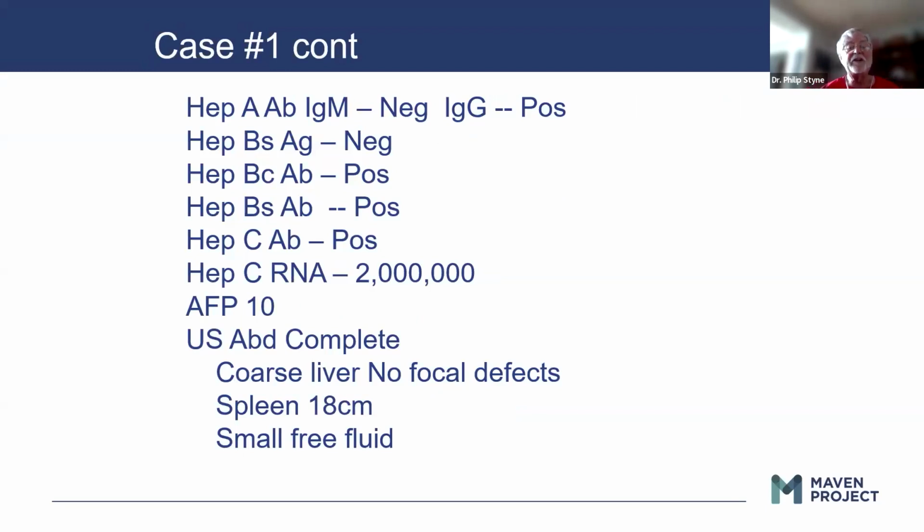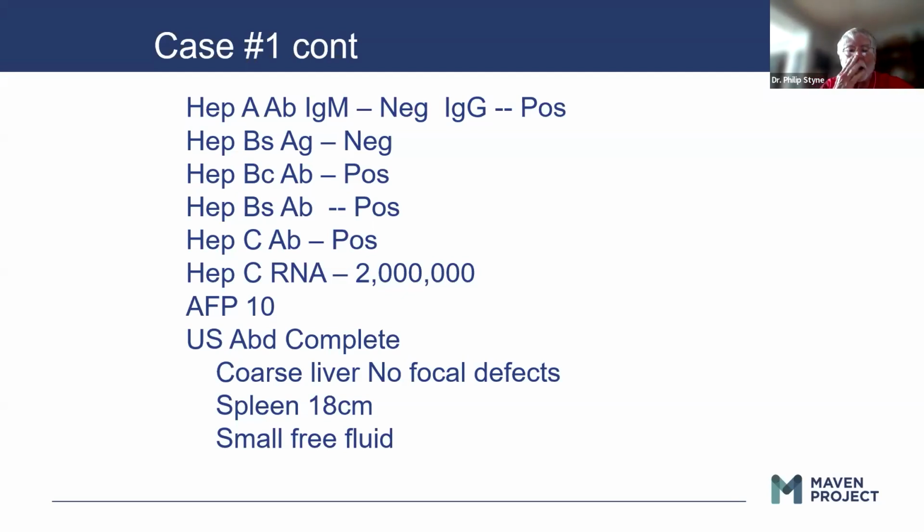He has evidence of previous hepatitis A. Interestingly enough, he has evidence of previous hepatitis B. So he's surface antibody positive and core antibody positive. His hepatitis C antibody is positive. His hepatitis C RNA is positive. He has chronic hepatitis C with cirrhosis.